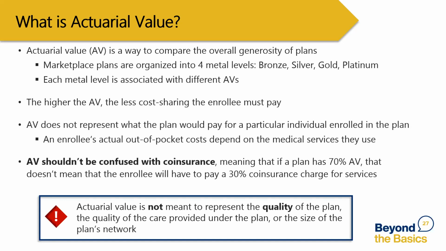It's important to know that AV shouldn't be confused with coinsurance because AV does not represent what the plan would pay for a particular individual enrolled in the plan, since an enrollee's actual out-of-pocket costs depend on the medical services they receive. Meaning that if a plan has 70% AV, that doesn't mean that the enrollee will have to pay 30% coinsurance charges for services, because as we talked about earlier, different plans have different cost sharing charges for different services. Instead, AV represents the average a plan will pay across a standard population.